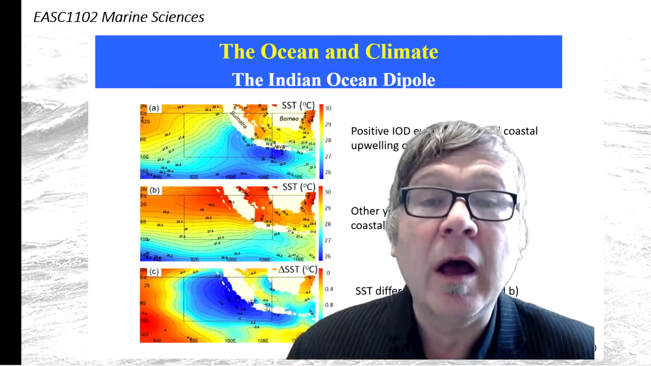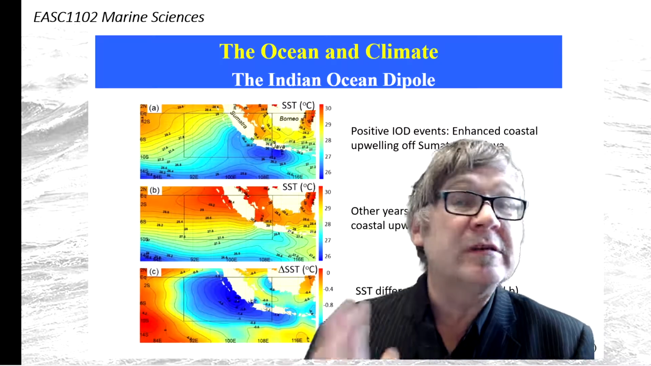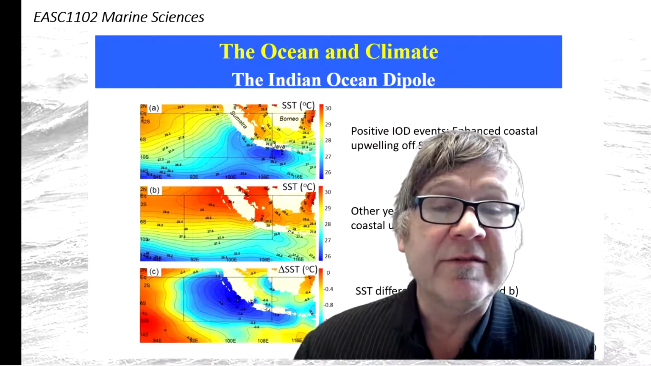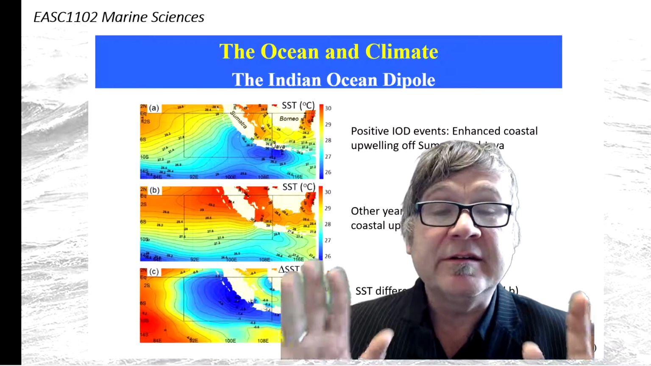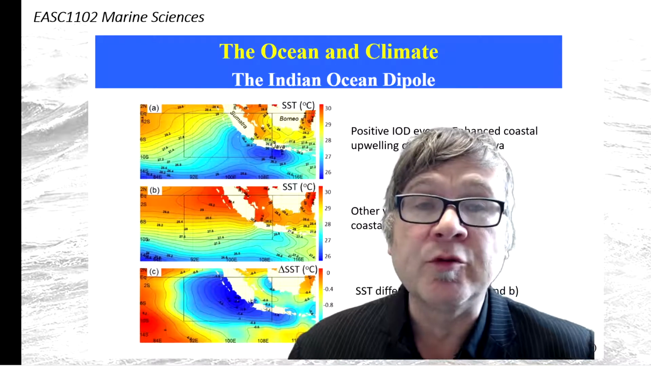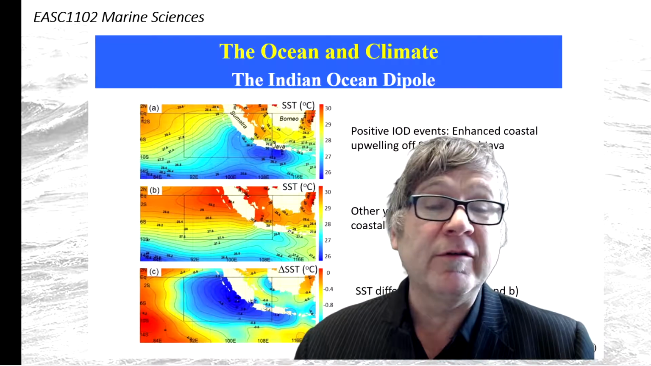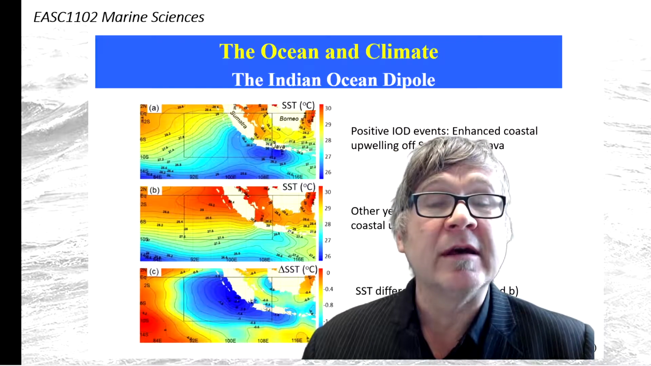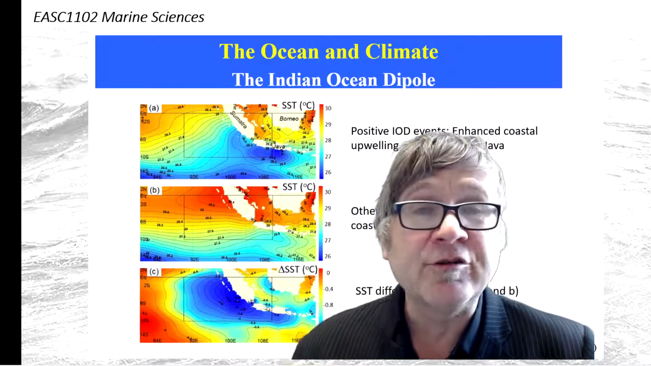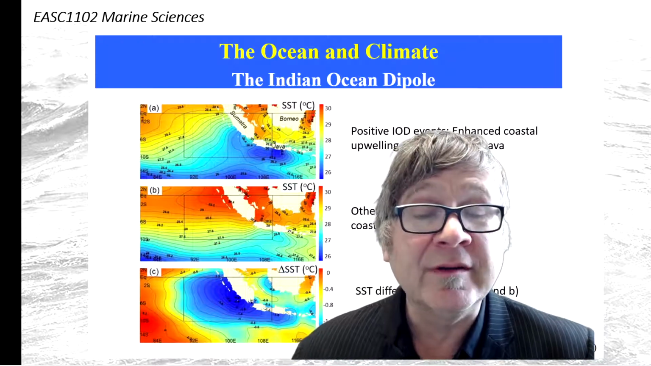So let us just have a look at the sea surface temperature during these events. Okay. And the sea surface temperature distributions are shown on the top two. Look at panel B. This is actually how the sea surface temperature looks like. Eastern intertropical Indian Ocean. So you're in the eastern bit.